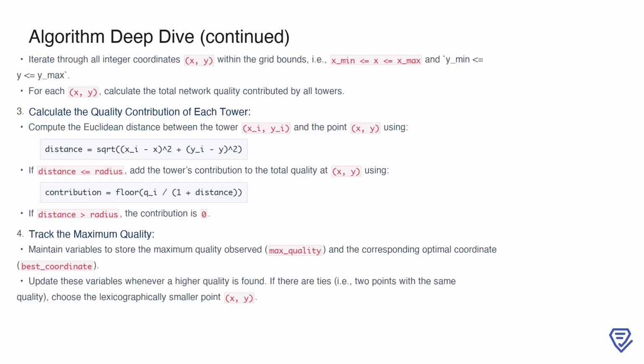If this distance is less than or equal to the signal radius, the tower contributes to the total quality at x, y, based on the formula floor(q_i / (1 + distance)). Otherwise, its contribution is 0. As we evaluate the quality for each grid point, we simultaneously track the highest network quality observed so far and the corresponding coordinate. To handle cases where multiple points have the same quality, we use lexicographical ordering to ensure that the smallest coordinate is selected as the optimal point.